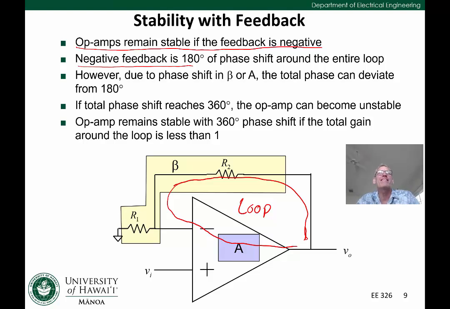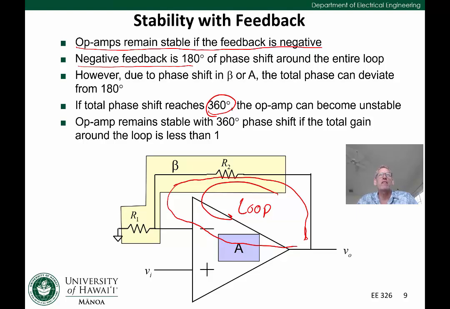Then there is potential to get in trouble. If we have other phase shift and our total phase shift around this loop gets to be 360 degrees, or essentially 0 degrees, then the op-amp can be unstable. Basically, what's happening is if we add extra phase shift, we're turning negative feedback into positive feedback.